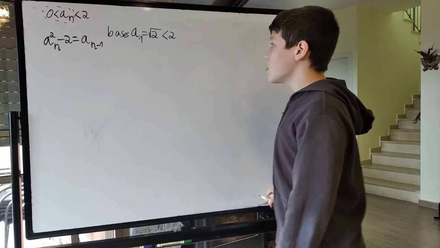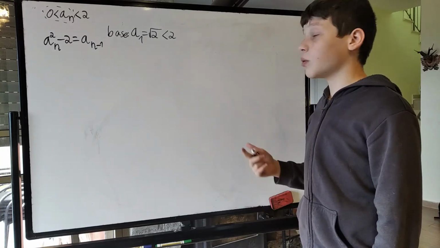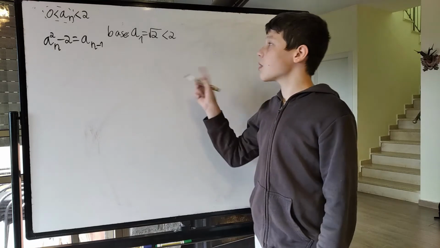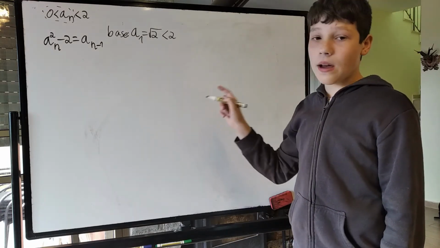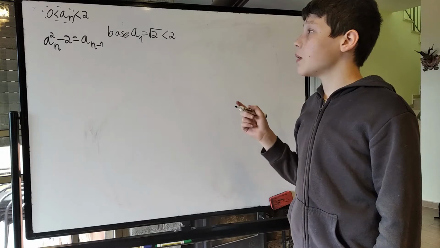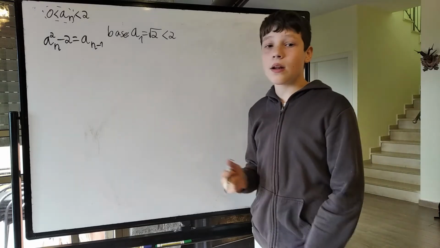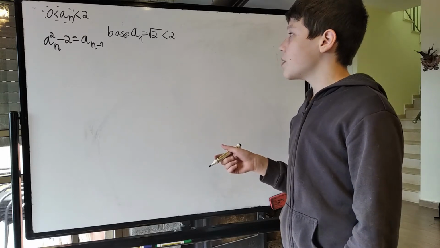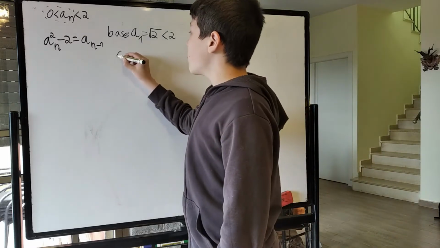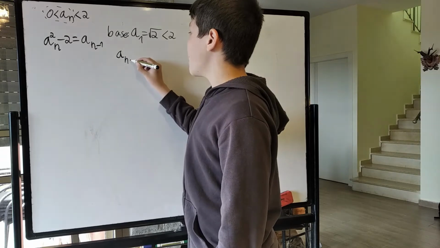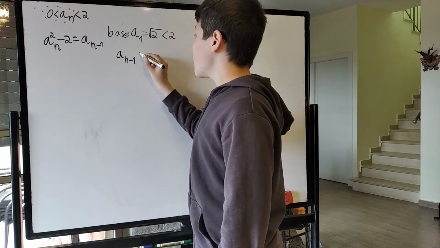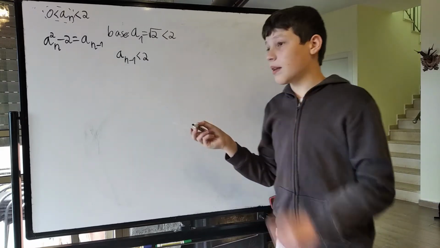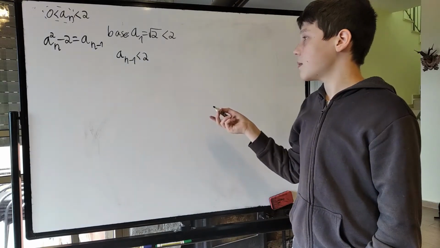Now let's go to our actual proof. So we're going to assume that this works for a_{n-1}, and then we're going to show that that implies that it also works for a_n, like any other induction proof. So let's see. We know that a_{n-1} is smaller than 2. Well, we're assuming that, but that's our induction hypothesis.